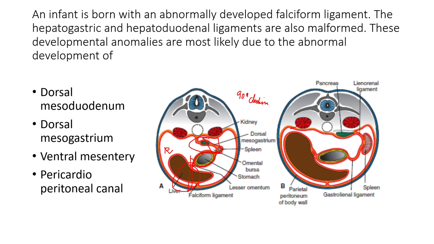Okay, so what happens is, you can see here the falciform ligament, hepatogastric and hepatoduodenal ligaments all develop from the ventral mesogastrium. So here it is not dorsal mesoduodenum, it is not dorsal mesogastrium, it is actually ventral mesogastrium. So the given option here is ventral mesentery, which is the best option among the options.